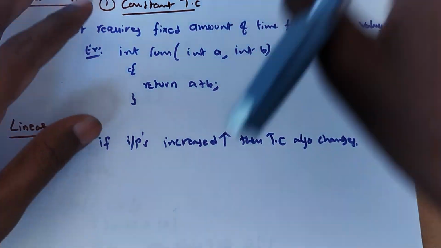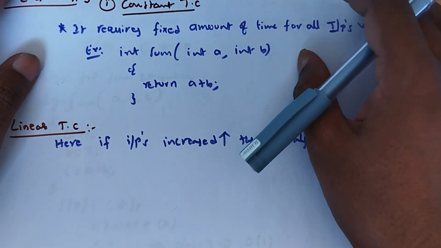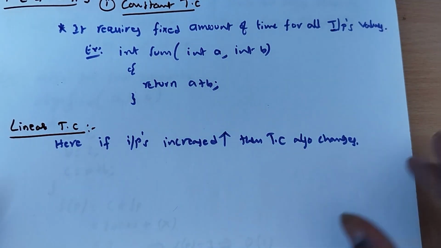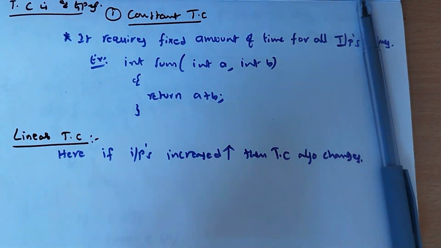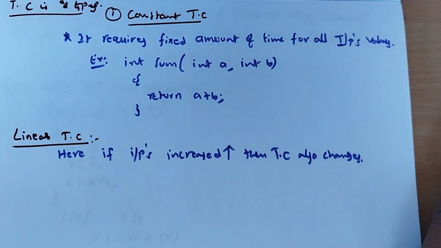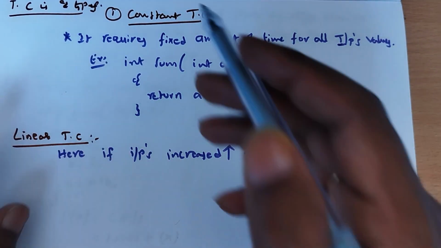There are two types of time complexities again. The first one is constant time complexity. What is the meaning of constant time complexity? Constant means the time required is constant. If you execute a problem with different input values, for every input value it takes the same fixed amount of time. If the time changes based on the input values, then it is not constant time.